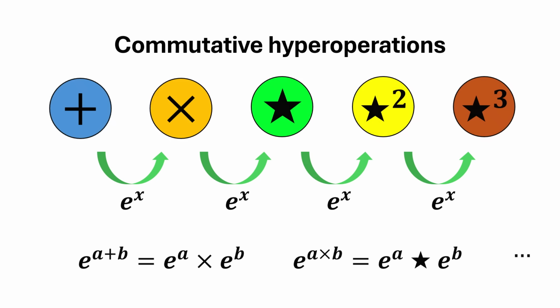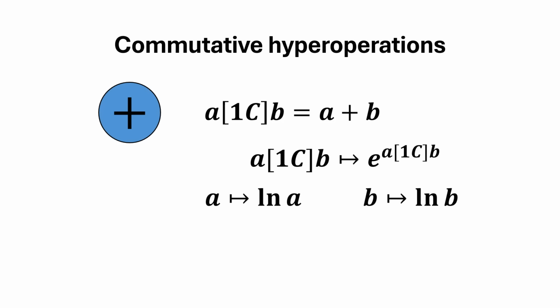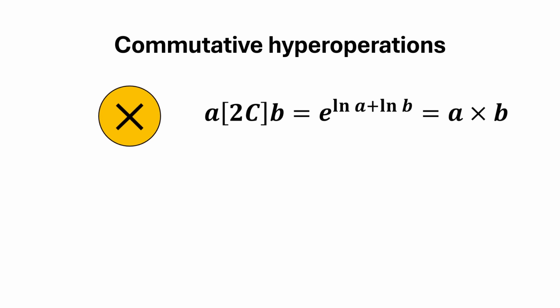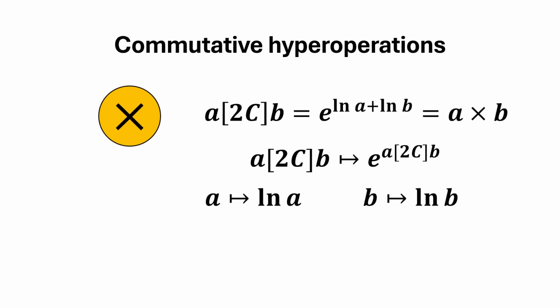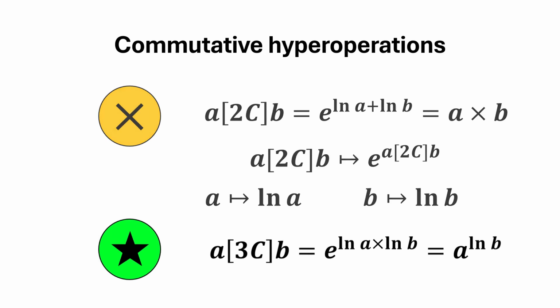In general, you can start with addition at the first level, which is a plus b. To go to the next level, you take the exponential of the whole thing and map each element to their logarithms. This way, you can define iteratively every commutative hyperoperation at positive integer levels, and they are automatically defined for any number system, such as complex numbers, if you know how to do exponentiation and take logarithms with them.